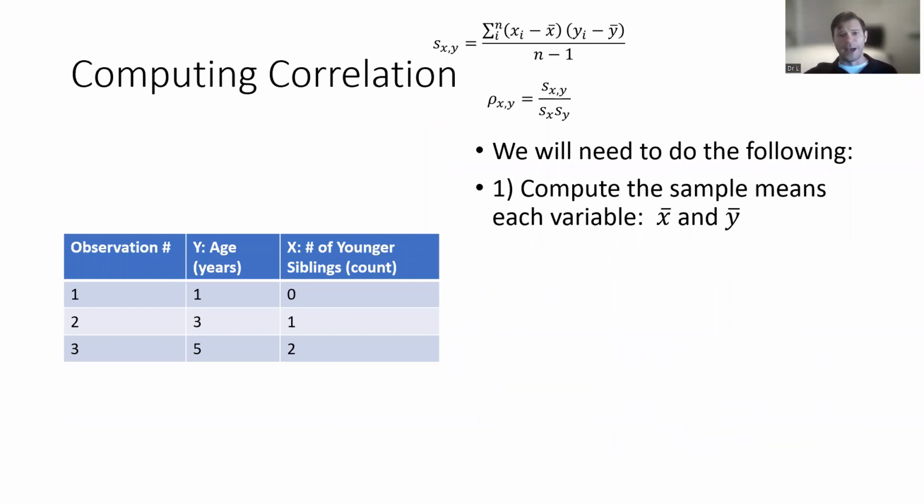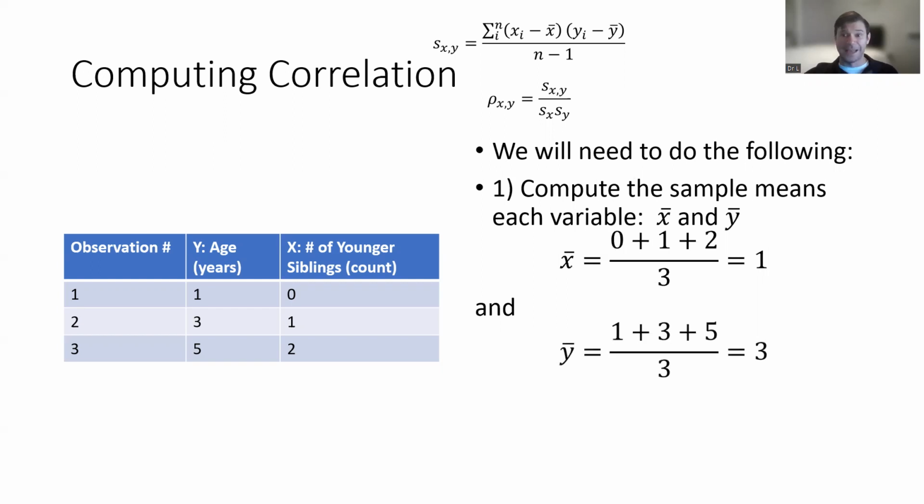If we add up the number of siblings, 0 plus 1 plus 2, that is 3, divided by 3 gives us an average of 1 sibling across that data set. And the average number of years of age, we add up 1 plus 3 plus 5, that gives us 9, divided by 3 gives us an average age of 3. I'm going to go ahead and store those values there so I don't forget about them while we use them in the other calculations.